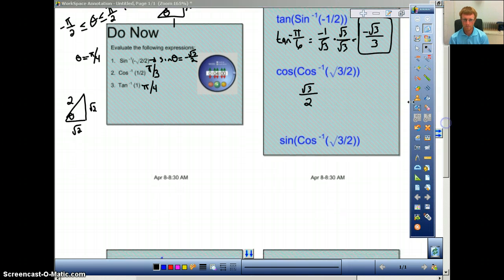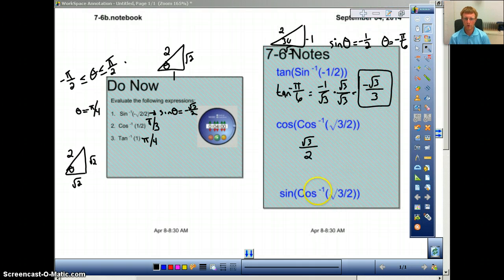On the last one, again, we'll use the top triangle that we have there. So we have cosine of square root of 3 over 2. So let's look at this. Cosine square root of 3 over 2 means we're dealing with a 30-degree angle. So therefore, we're just looking for the sine of 30 degrees, or the sine of pi over 6. Okay? So the sine of pi over 6.